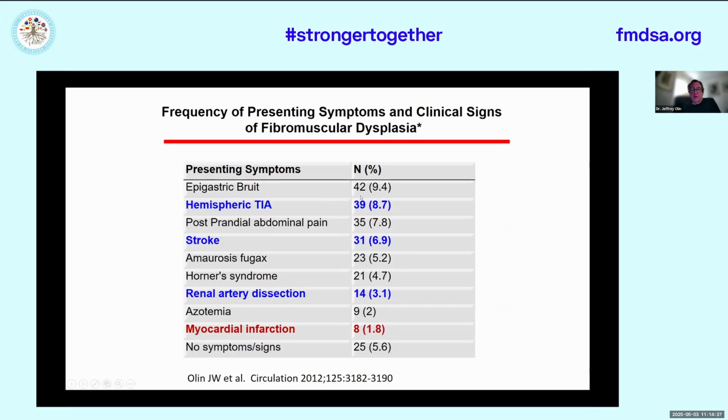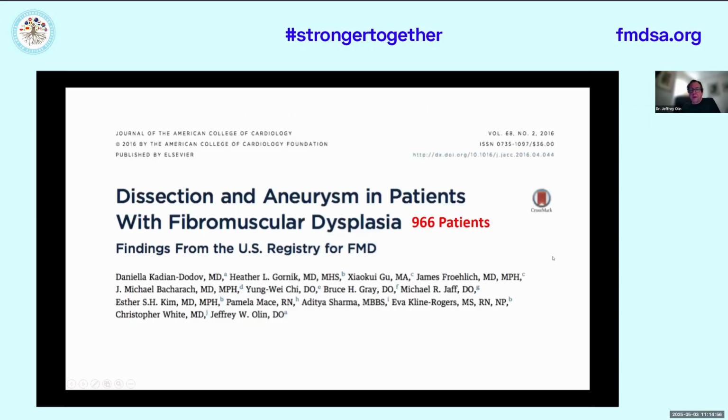Pulsatile tinnitus is common. Fortunately, strokes and TIAs are not common, and when they occur, they almost always occur in the face of a dissection. Not 100%, but most of the time. But look at this, MIs in our first 447 patients, only 8 patients.